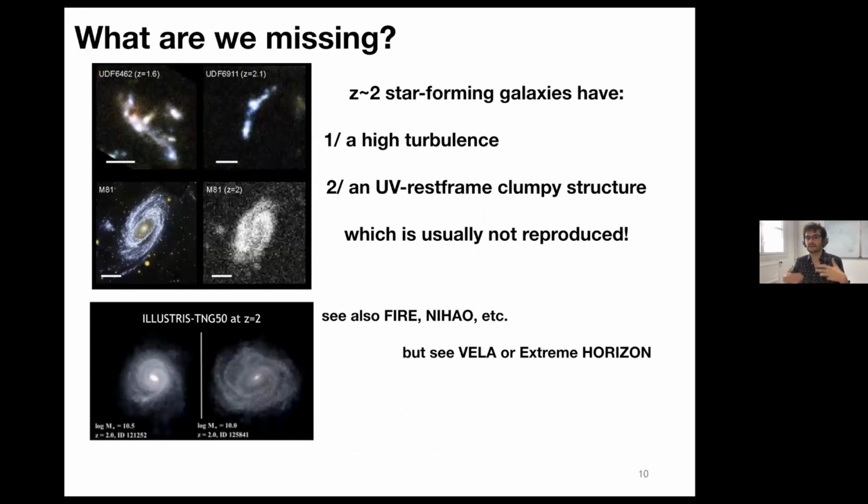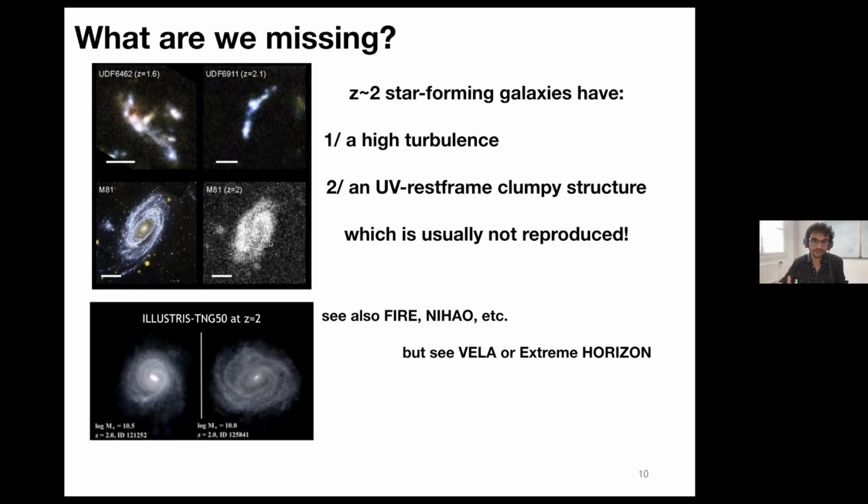Right, so what else are we missing in what we model for redshift 2 galaxies? As I said in the introduction, the UV rest-frame structure of those galaxies is very clumpy. As a comparison, below those two very clumpy galaxies, you have an example of M81, as seen by GALEX in the UV, and what we should see if we put M81 at redshift 2. You see that it's not clumpy at all, right? You see spiral arms, which is not the case for redshift 2 galaxies. So it's not an effect of the K correction.